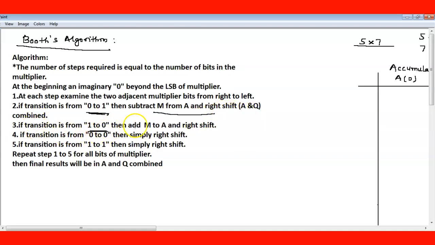And if 1 to 0, then add m to the A and do the right shift. Otherwise, always you have to just do the right shift. If 0 to 0 or 1 to 1, you only have to do the right shift. So we'll do the problems here, then we'll come to know.